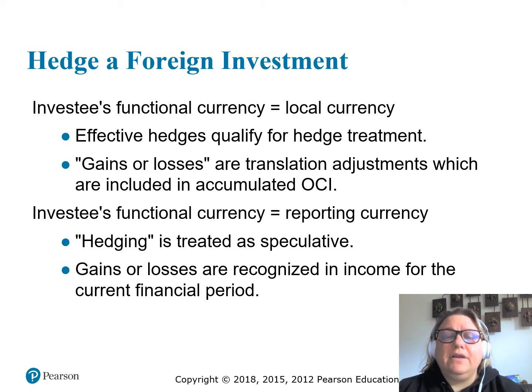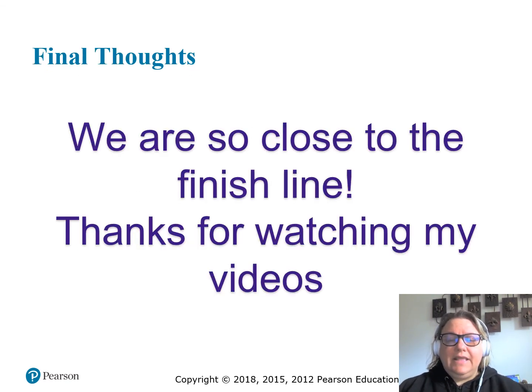So remember, if we have a hedge to hedge currency, we have to measure hedge effectiveness. So what do we do with those hedge effectiveness measurements? We put those into accumulated OCI. Again, hedging is speculative, so we have to recognize that income in the current financial period in which we took out the hedge. And that's it for today.